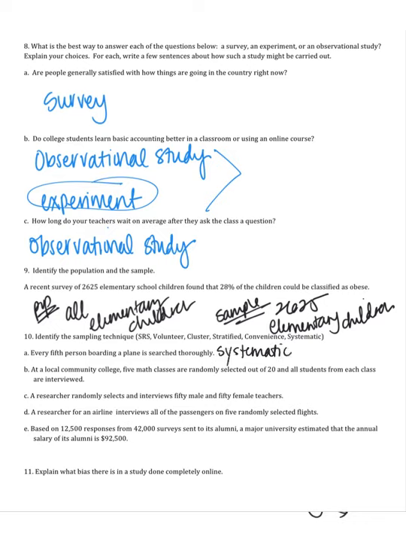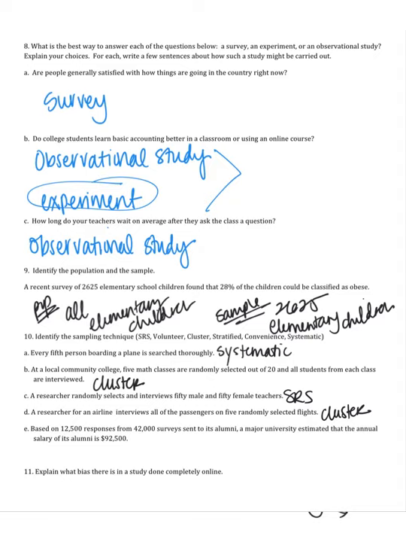At a local community college, 5 math classes are randomly selected out of 20, and all students from each class are interviewed. This is going to be a cluster because we said all students. A researcher randomly selects and interviews 50 male and 50 female teachers. Simple random. A researcher for an airline interviews all of the passengers on 5 randomly selected flights. We're looking at a cluster again here with that word all.